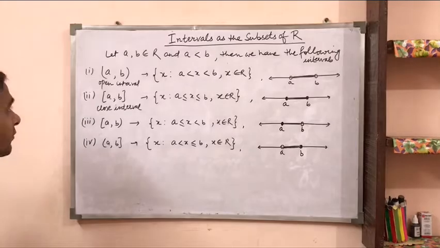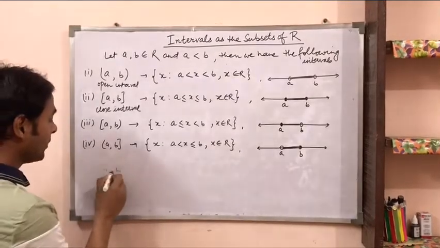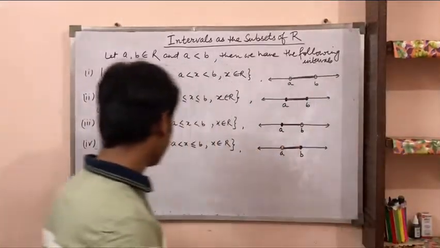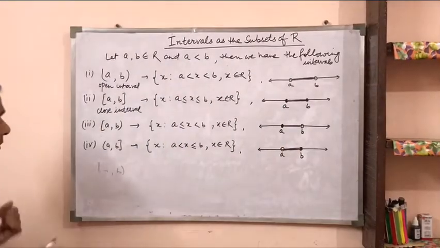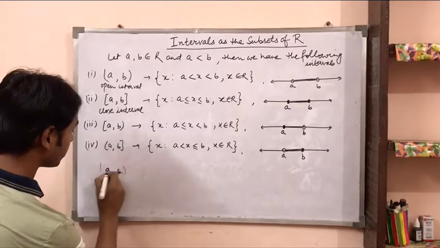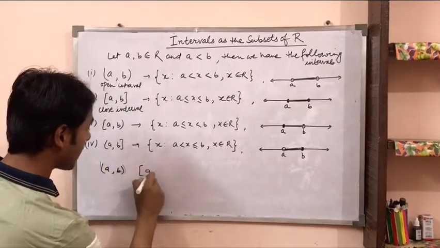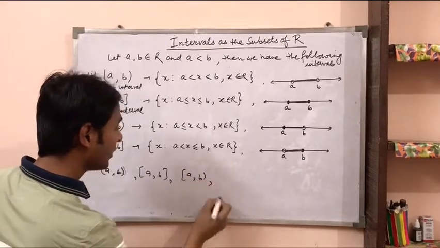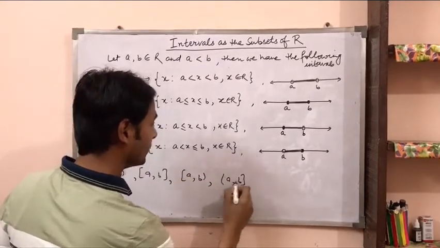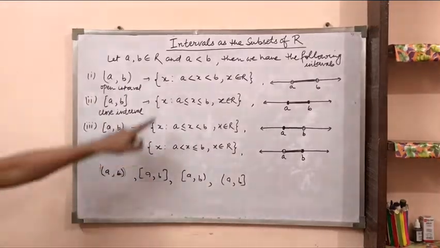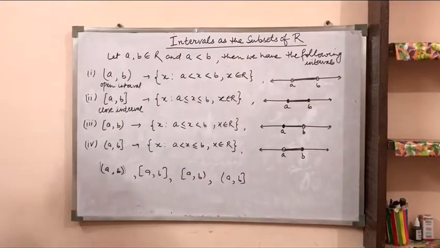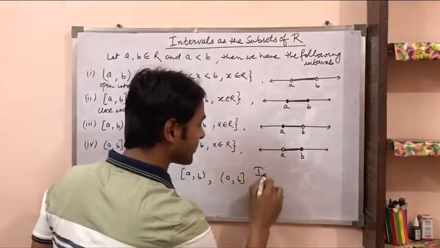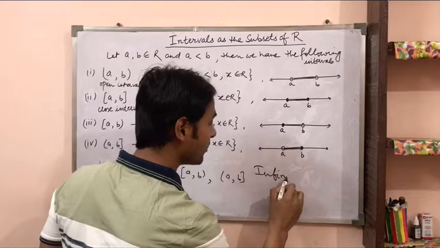So we have intervals of 4 types: the open interval A, B, then the closed interval A, B, then closed at A, open at B, then open at A and closed at B. All these are infinite sets. This is the main thing.